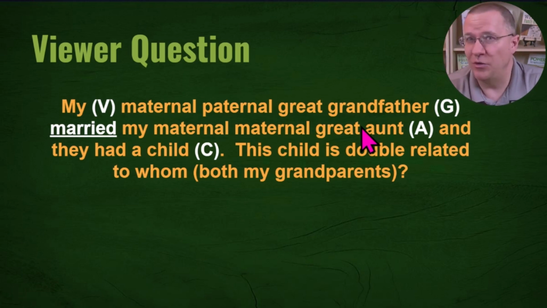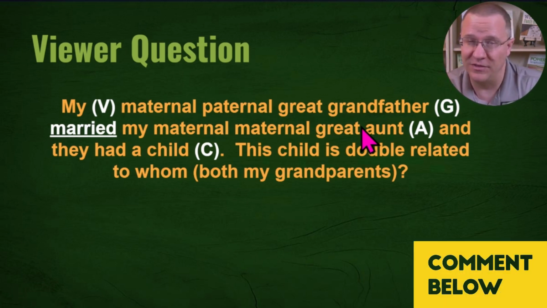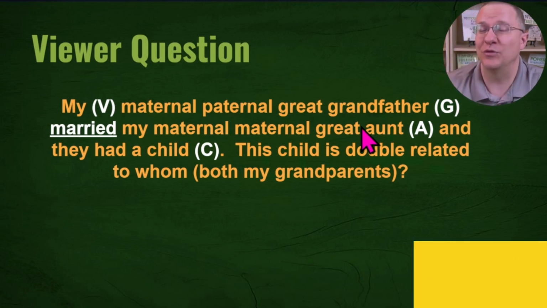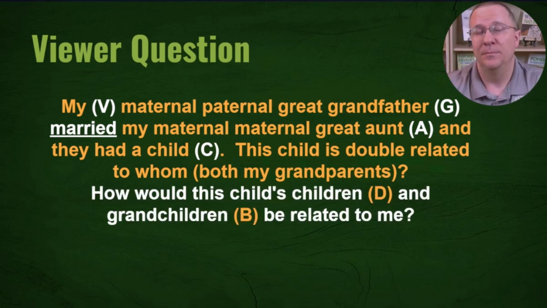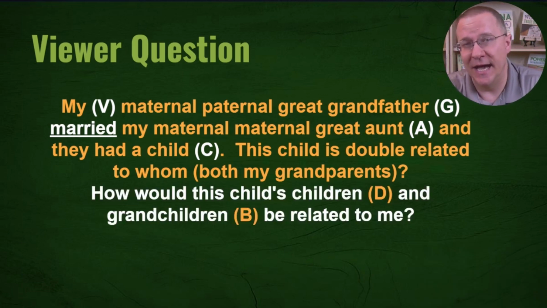But I'm not going to redraw this because I actually don't know which one it is. So I'm going to continue on with what I have drawn already. And you, as the viewer, can go and actually redraw this in the other way to see how those relationships would change. But let's go on to the second part of her question. How would this child's children and grandchildren be related to me? So we've introduced two more relationships.